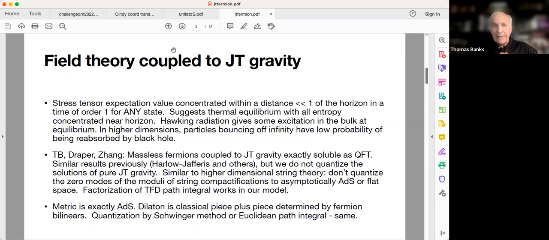Okay. Now, I'm going to tell you something about field theory coupled to JT gravity. And for the moment, let's just think about classical field theory. In our paper, we studied very carefully classical solutions of a model where I took fermions, coupled them to JT gravity, and then bosonized the fermion so that it becomes a bunch of massless scalar fields coupled to JT gravity, and you can study classical solutions. And there are properties of those solutions which are very generic for any field theory in the JT gravity background. So let me tell you what those are.